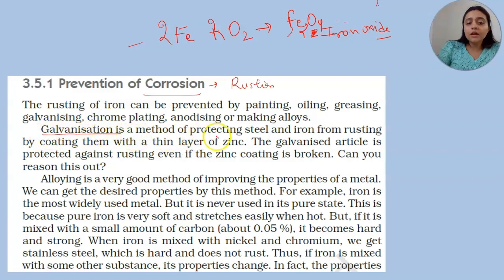galvanization. It is a method of protecting steel and iron from rusting by coating them with a thin layer of zinc. The galvanized article is protected against rusting even if the zinc coating is broken. So you can polish these metals like iron or steel, or you can make a coating of zinc on it. Okay, that is known as galvanization.